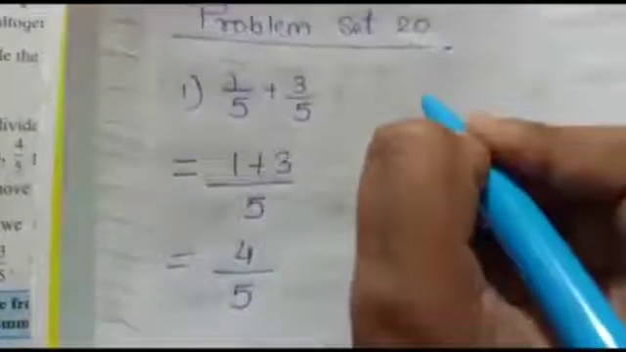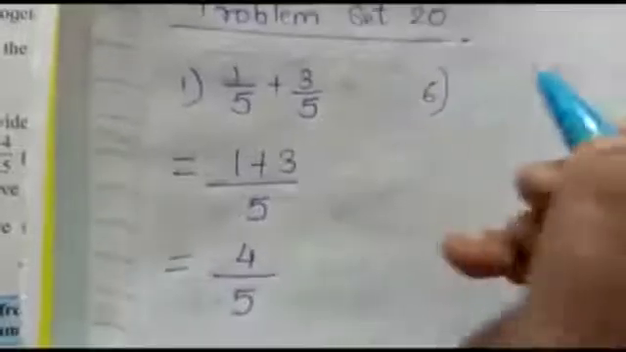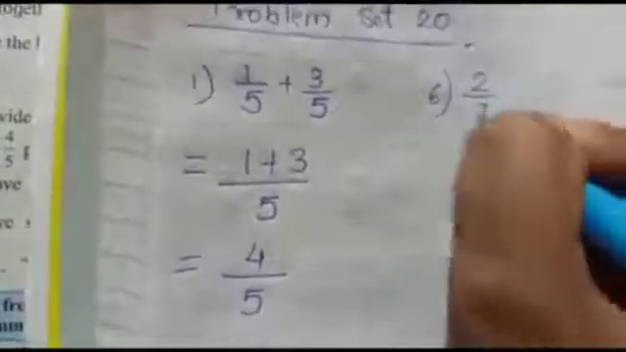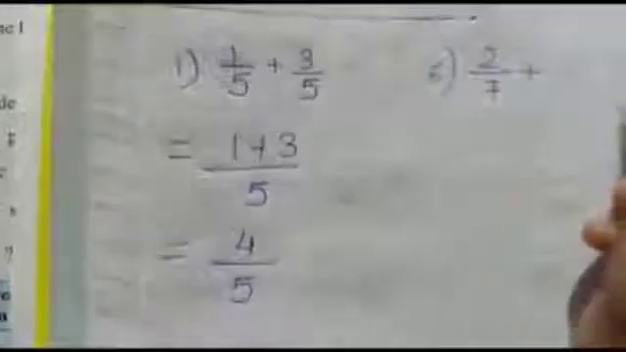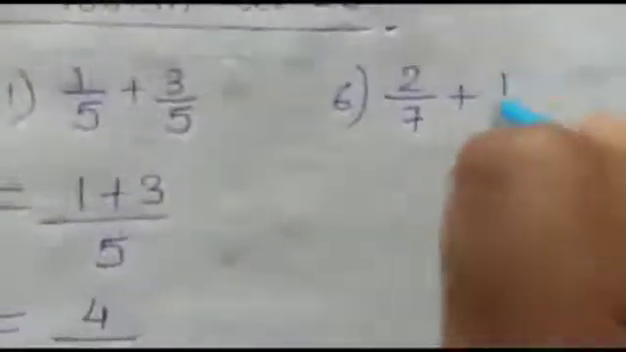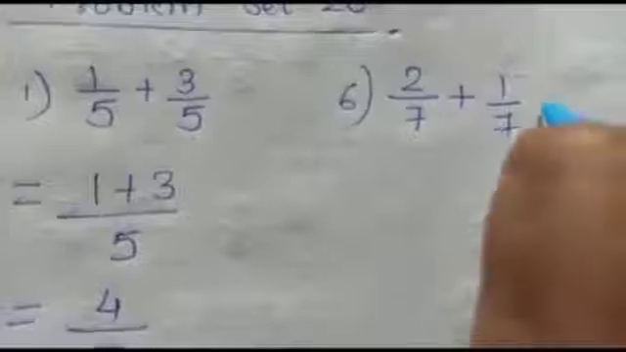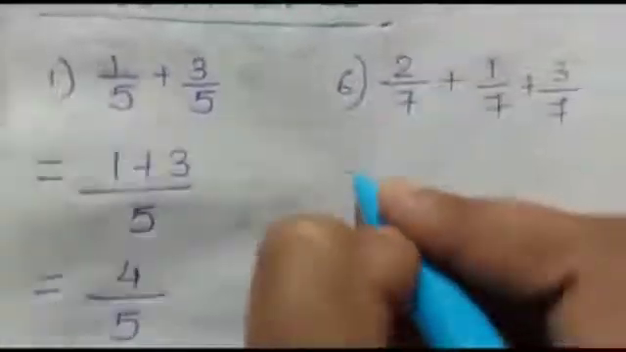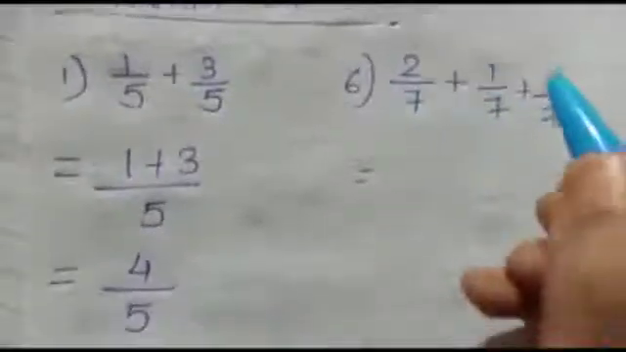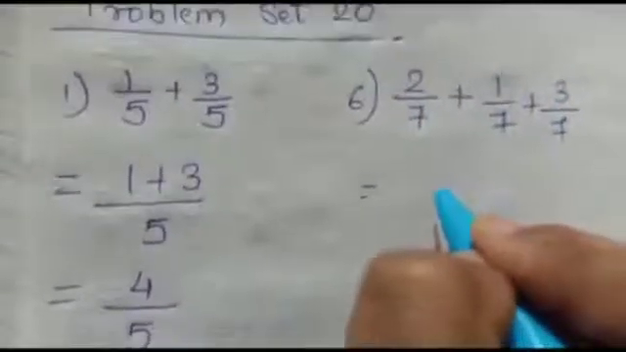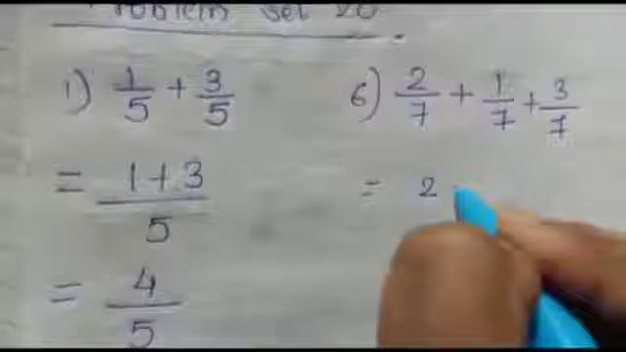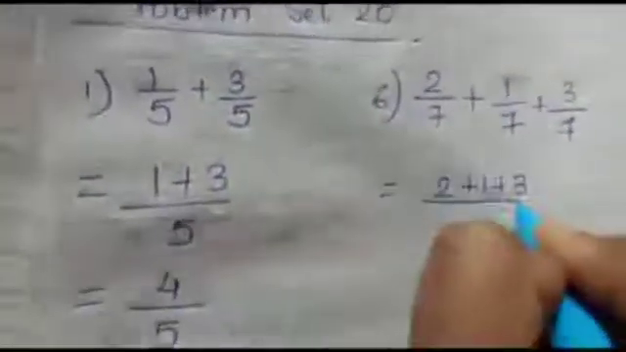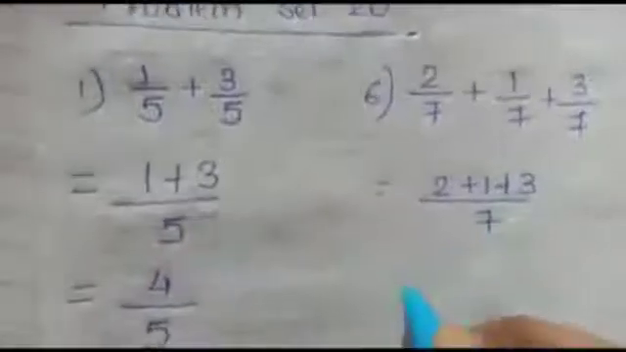Okay. Now I will solve the sixth one. The sixth one is 2 upon 7 plus 1 upon 7 plus 3 upon 7. So the denominator is the same. It is a like fraction. So you just need to add the numerators. So 2 plus 1 plus 3 upon 7.